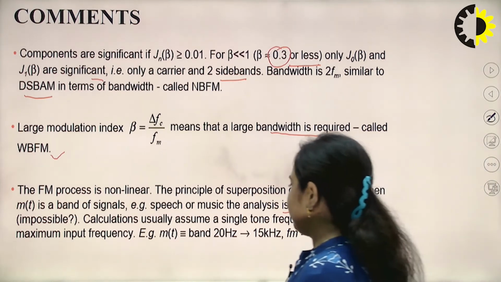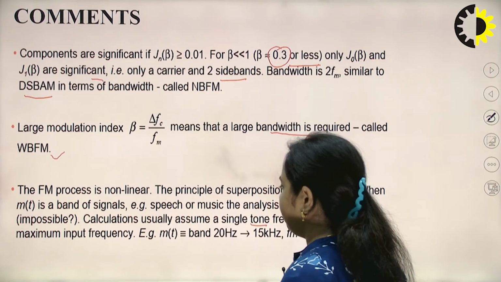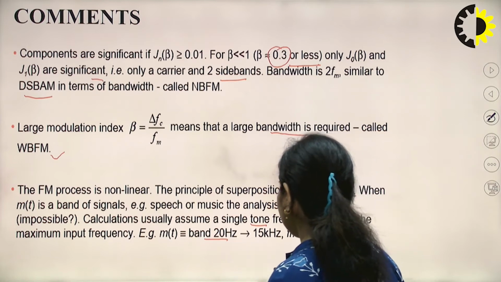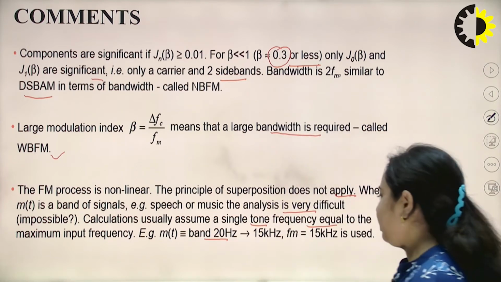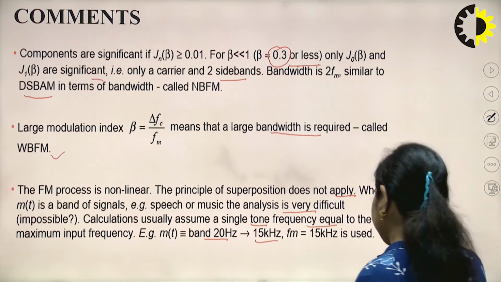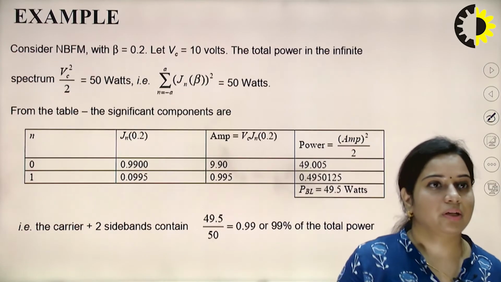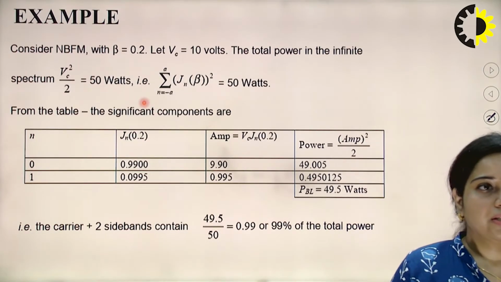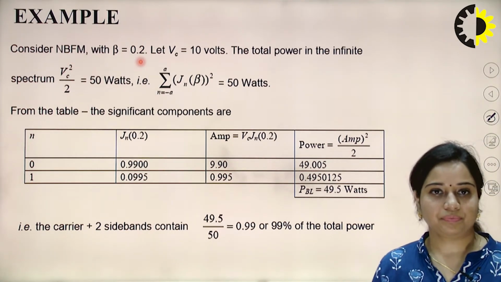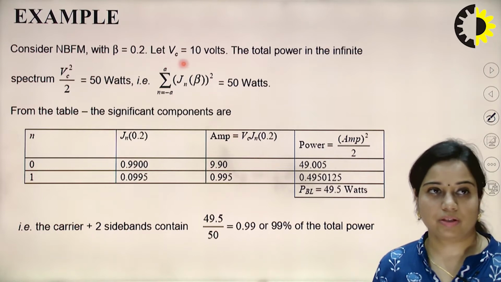So the calculation usually assumes a single tone frequency equal to the maximum input frequency. An example of this will be 20 kilohertz, which can also be written as 20 hertz, and after modulation its value is 15 kilohertz. So FM will be 15 kilohertz, which will be used in this particular case. Now next is the example that is related to NBFM, narrow band frequency modulation.